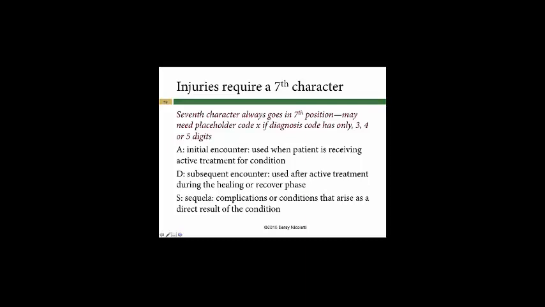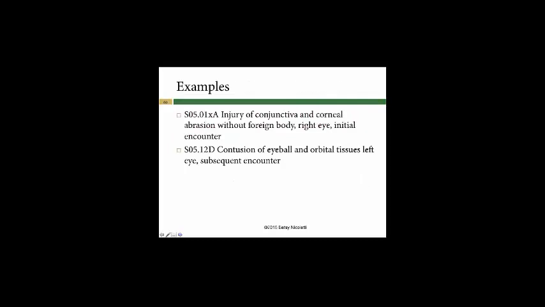And a patient who had a condition over the weekend and was treated in the ED and now came to you on Wednesday, when you saw that patient the first time on Wednesday, you're going to use A in your 7th character. So here's some examples. S05.01XA, here's an example where we needed a 7th character extender, and we put that X code in there, injury of a conjunctiva and corneal abrasion without foreign body, right eye, initial encounter.